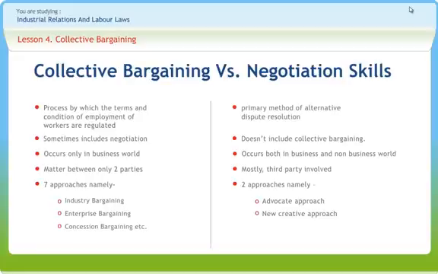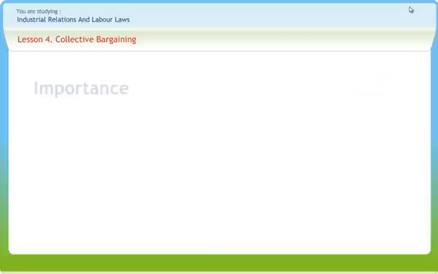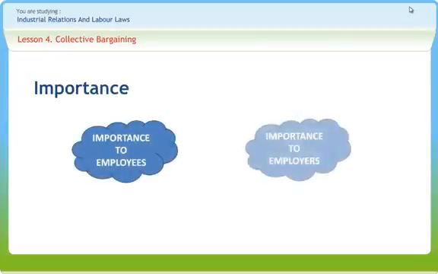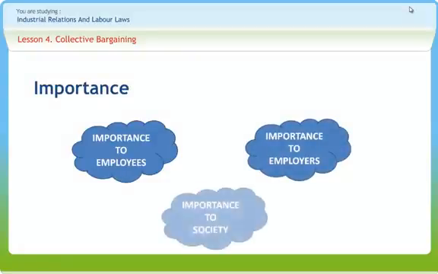Negotiation has two approaches, namely the advocate approach and the new creative approach, while collective bargaining has 7 approaches, as we read earlier. Now let's discuss importance of collective bargaining. This can be studied under 3 heads: importance to employees, importance to employers, importance to society.